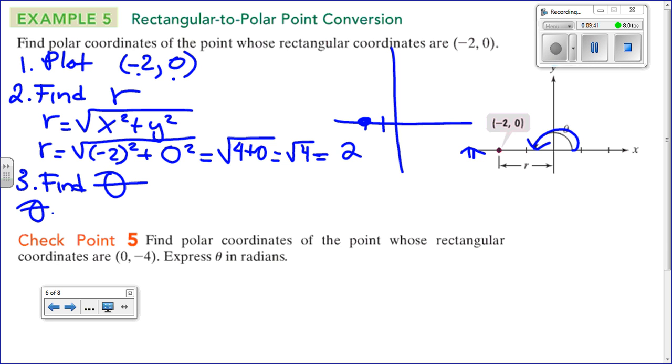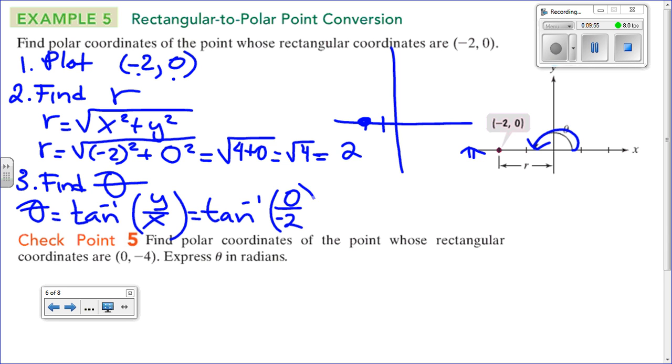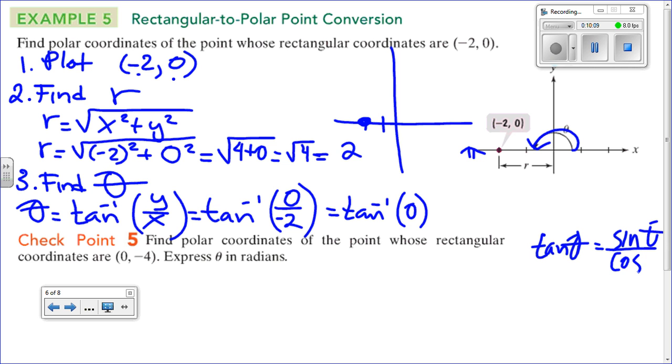For that, we will say tangent inverse of y over x. So that will be the tangent inverse of, okay, y is 0, and x is negative 2. So that will be the tangent inverse of 0. Another thing to remember is that tangent is sine over cosine. If the sine is 0, the tangent will be 0. If the cosine is 0, the tangent is undefined.